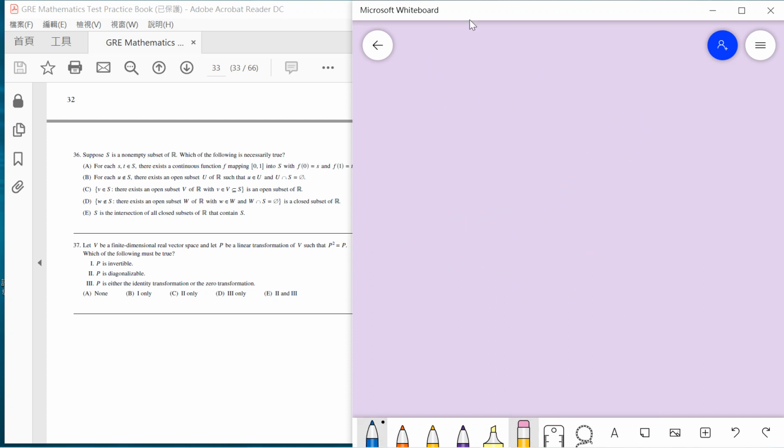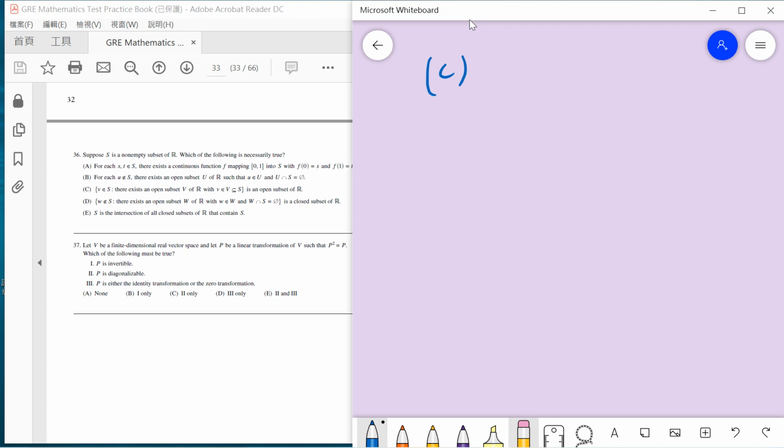How about C? The C says that if we collect every point, you collect the points in S which have an open set V covering them, with V a subset of S. He said this set must be open. Basically, if you see carefully, you will see this is correct, because you already collect the open points in S. So the collection of open points in S is open. So C is correct.